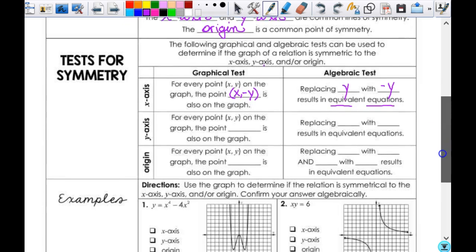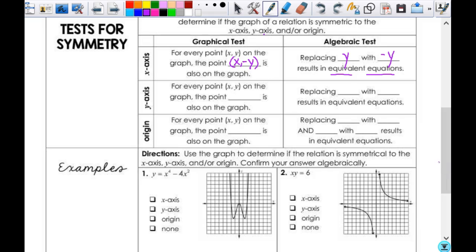So if I have y-axis symmetry, for every point x, y, well, if I'm going to reflect in the x-axis, I change the sign on y. So if I'm going to reflect in the y-axis, what do I change? The x. So it's negative x, y. My algebraic test is to replace the x with negative x.